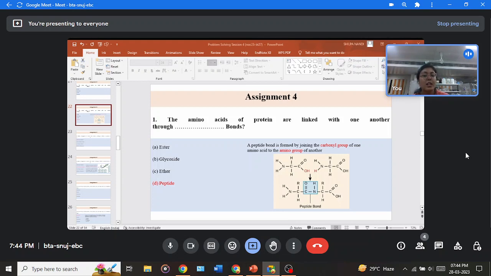So when this occurs, what happens? One molecule of water is also released. As you can see, HOH gets released during the reaction. That is, when a peptide bond is formed, one water molecule is released. Other than that, ester, glycoside, and ether bonds are different types of bonds. For example, a glycoside bond is present between two saccharide units.